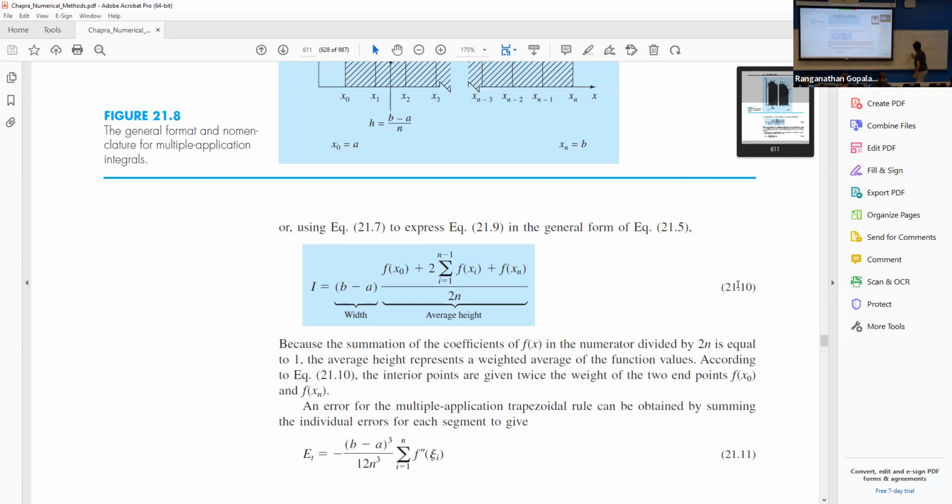Equation 21.10 gives you I equal to B minus A, being the width, multiplied by f of x naught, whatever I call as A is there, x naught. So we'll just keep it there: f of x naught plus 2 times the sum from i equals 1 to n minus 1 of f of xi, plus f of xn, divided by 2n. So this is for multiple segments where n is the number of segments. If you put n equals 2, you will recover the problem we did by repeatedly applying.